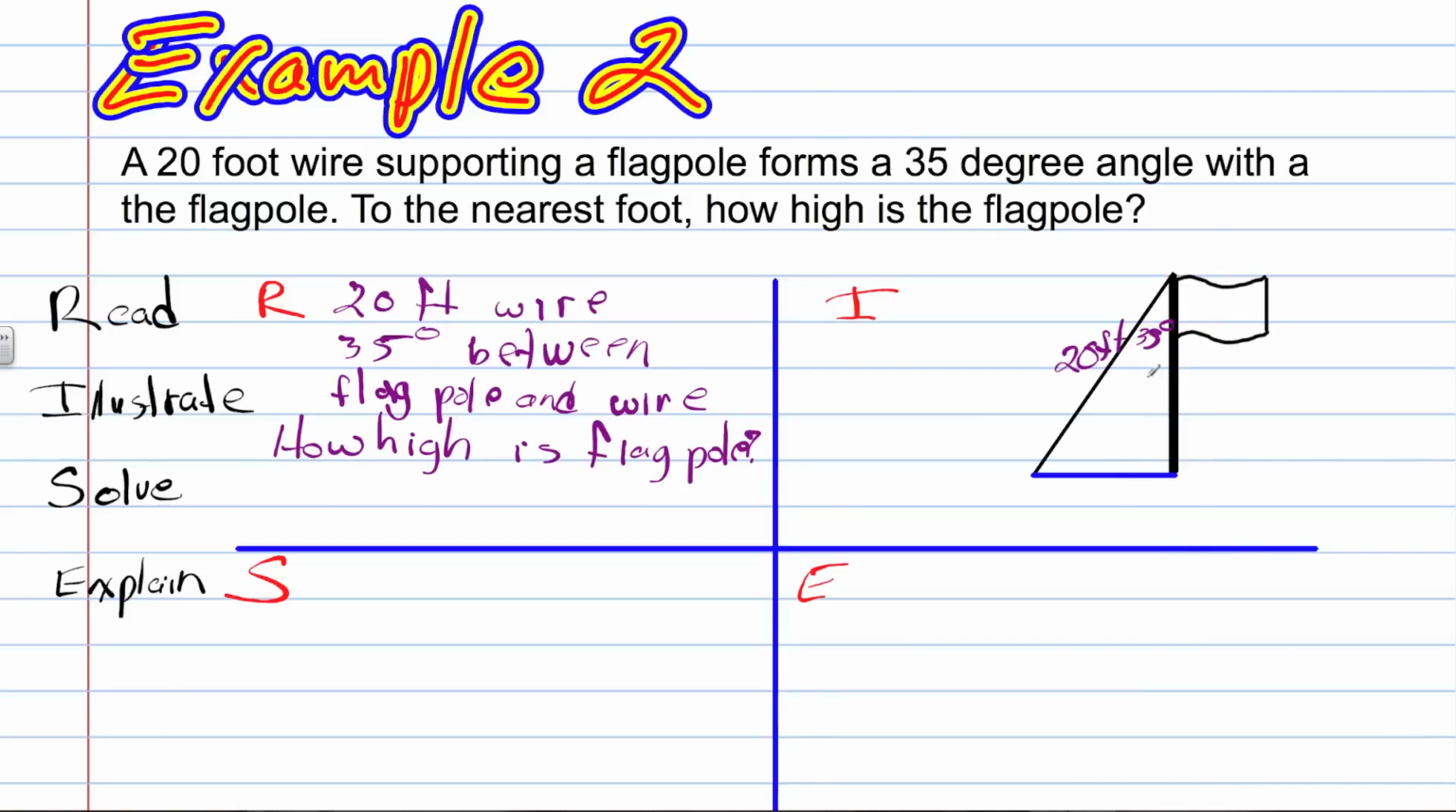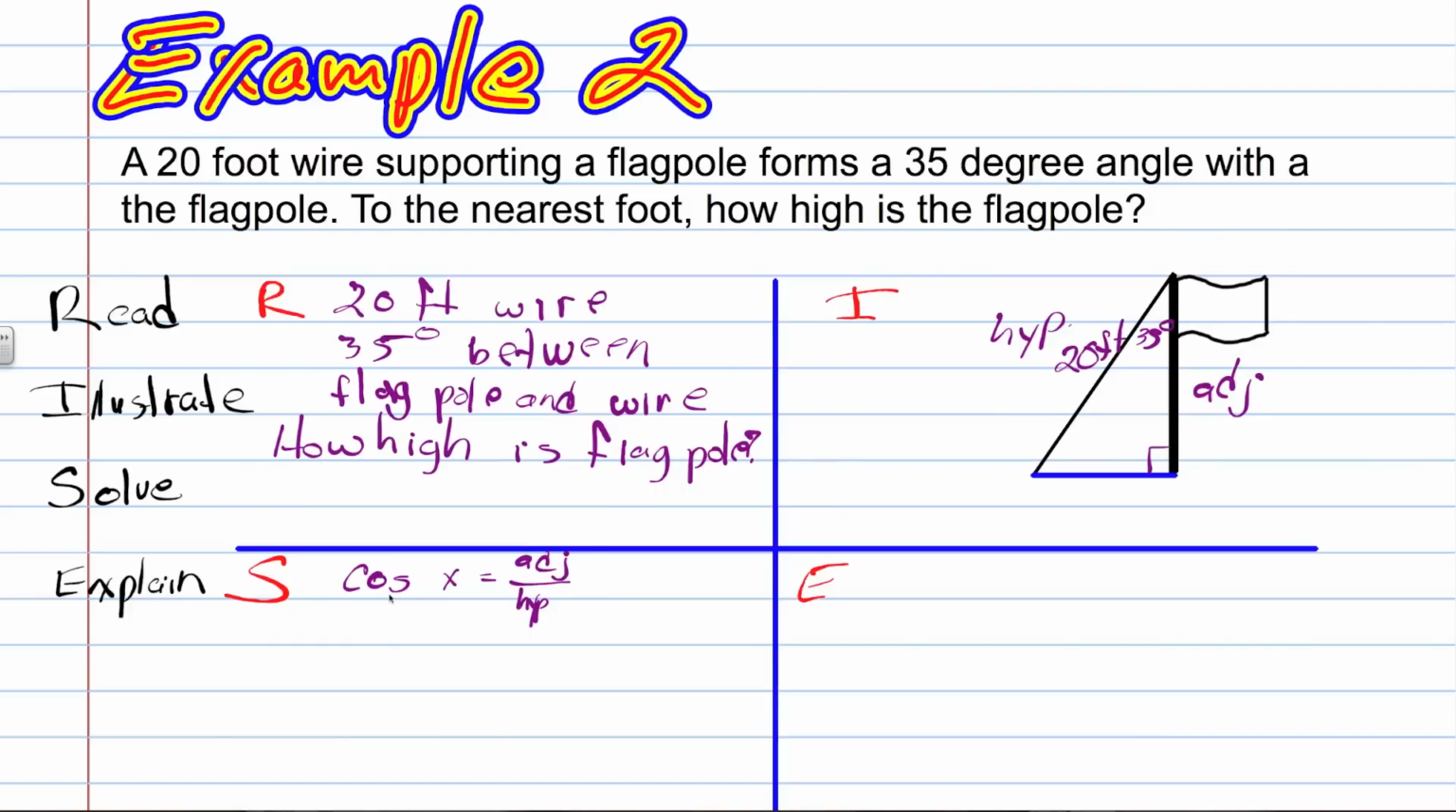So what we have here is an adjacent hypotenuse relationship. This is the 90-degree angle. This is the side adjacent to the angle in question, 35 degrees. This is the hypotenuse. So down here in our solve, we're going to use our cosine, which tells us the cosine of any angle x is equal to the length of the side adjacent over the length of the side which is the hypotenuse.